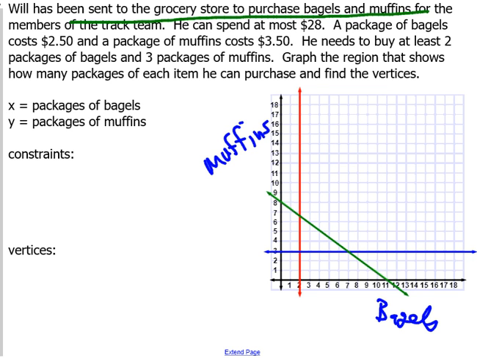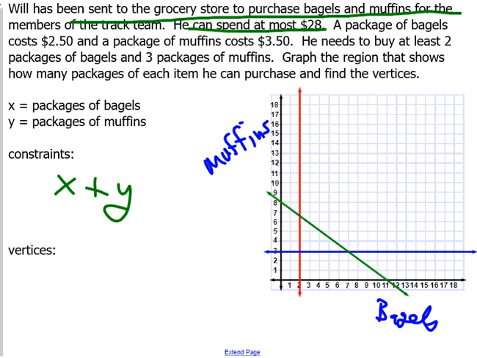Will has been sent to the grocery store to purchase bagels and muffins. Cool, we've established that. He can spend at most $28. That means with his X's and his Y's together, it will be at most, that means less than or equal to 28. Can I write an equation for that yet? Yeah. His X is packages of bagels and Y is packages of muffins.